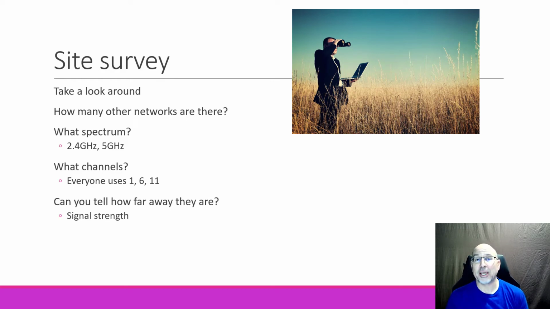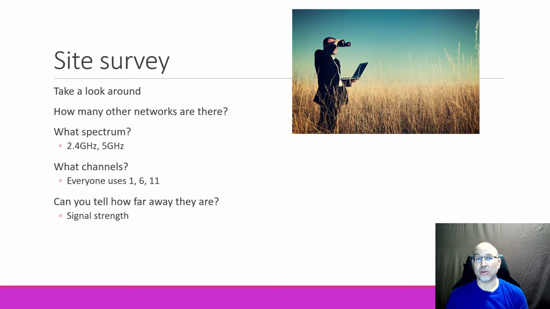Now you can also take a look around, particularly if you live in an area where there's lots of other folks. So is there a hotel next to you? And the reason that becomes important is because if there's a hotel next to you and everybody's looking to ride out on somebody else's wireless, it might be yours that they're targeting. Plus, they can see your signals. So take a look around and try to understand what your environment looks like.